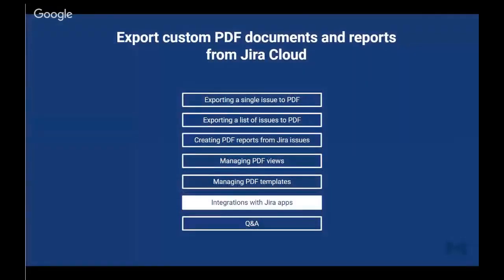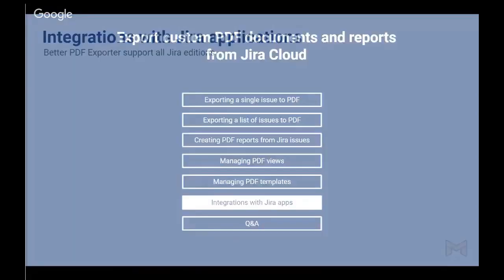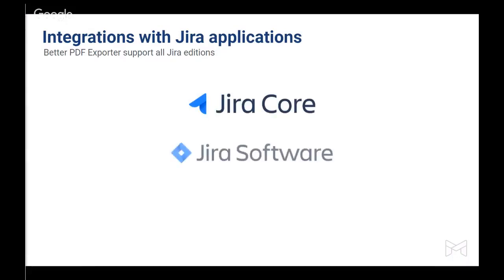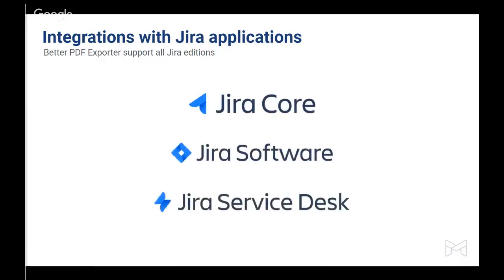Okay, so now let's see integrations. Building integrations with Atlassian applications and other business critical apps has been a top priority for us for a very long time. Better PDF Exporter Cloud integrates with all Jira editions like Jira Core, Software, and Jira Service Desk. And beyond the recently released cloud version, it also can be found for Jira Server and Data Center.